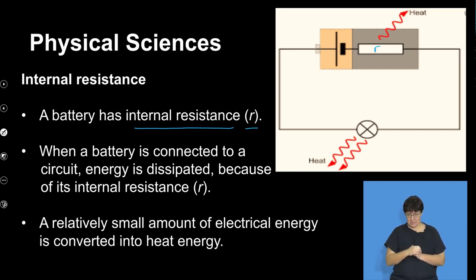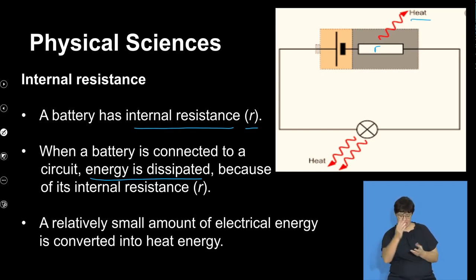So what does that mean? It means work is done, or energy inside the battery is converted to heat as the battery does work in terms of per coulomb of charge. So when a battery is connected to a circuit, energy is dissipated because of its internal resistance. So not all the maximum energy that the battery can provide is turned into electrical energy, but some of it is converted to heat energy, right? So a relatively small amount of electrical energy is converted to heat. You would think of it as lost because it doesn't become electrical energy.